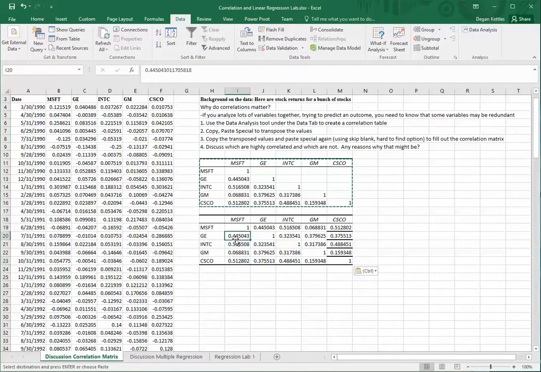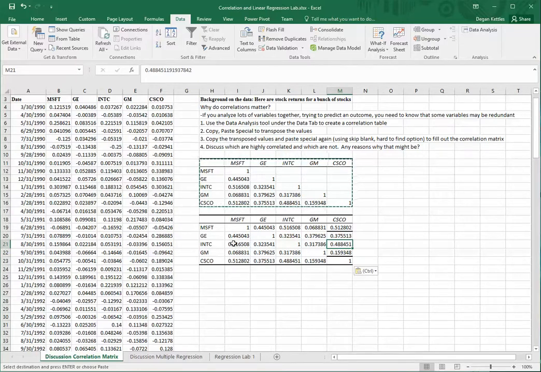All right, so let's just take one of these numbers here, GE and Microsoft, it's 0.445043. Now look over here, this one says GE and Microsoft as well. So we get the same numbers on these diagonals if we look appropriately. And so that's just the nature of how this thing works. So although this is complete, it's not really necessary to have both sides of it. Something to point out then is what's highly correlated and what's not. I already talked about the fact that Microsoft and GE, Intel, and Cisco seem to be highly correlated, reasonably speaking.